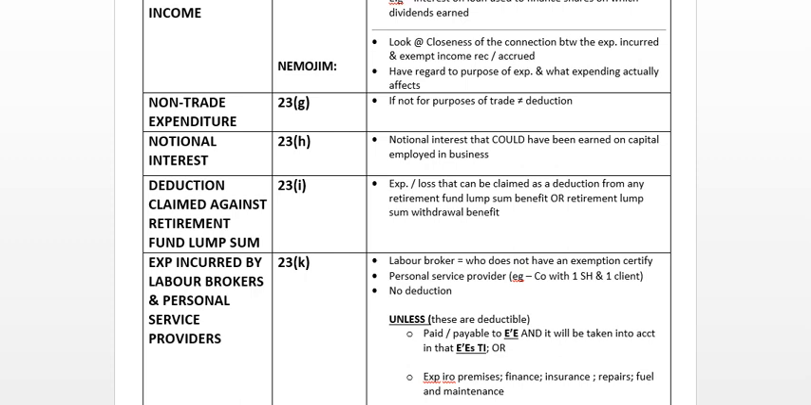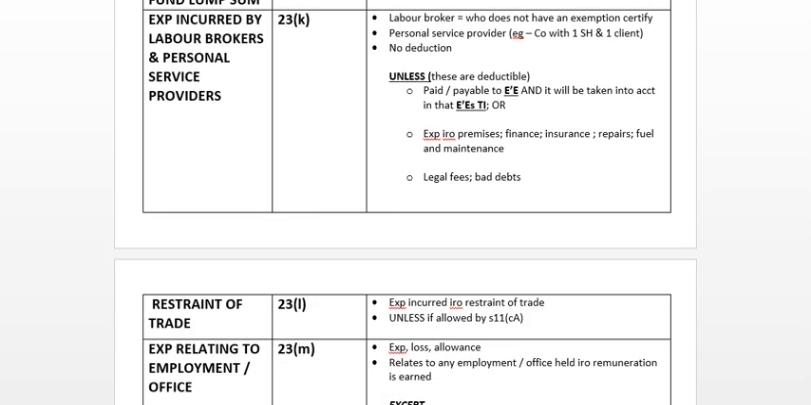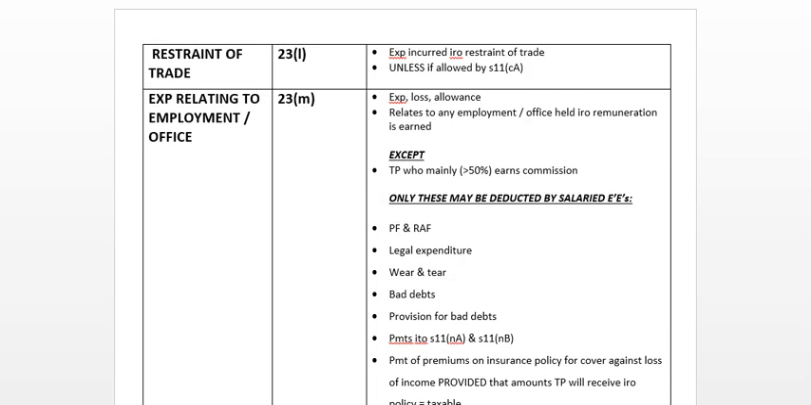Notional interest, deduction claimed against retirement fund lump sum, expenditure incurred by labor brokers and personal service providers. You can go through these, but it's again logical. You can just read through them.